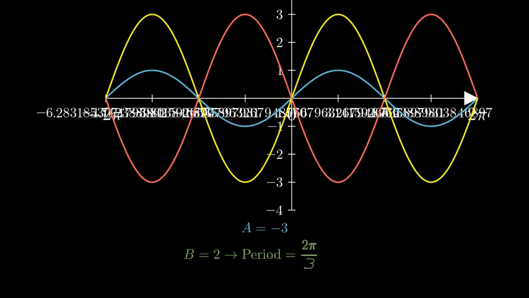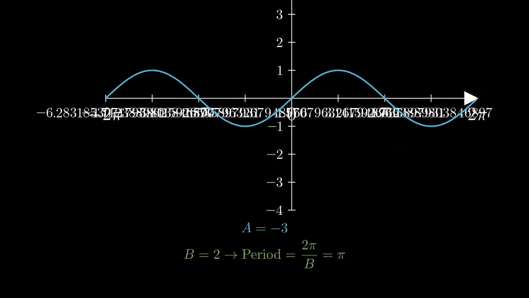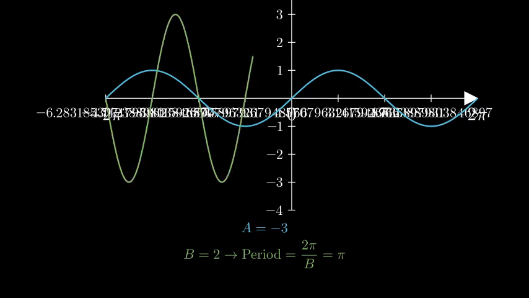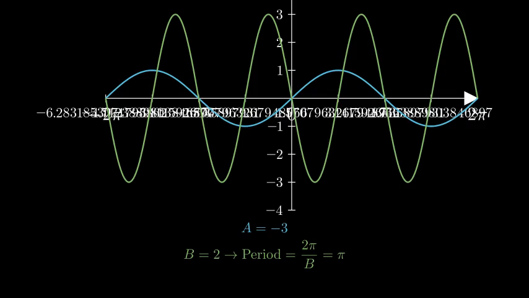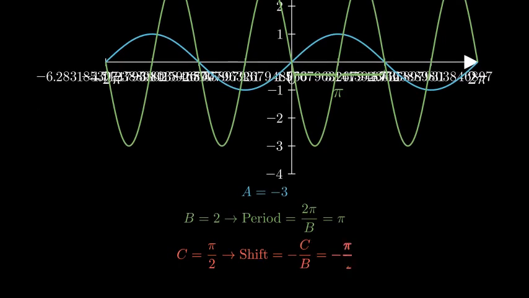Next, let's examine the period. In our function, b equals 2. The period is calculated as 2π divided by b. So, our period is 2π divided by 2, which equals π. This means the function completes one full cycle every π units, making it twice as frequent as the basic sine function.